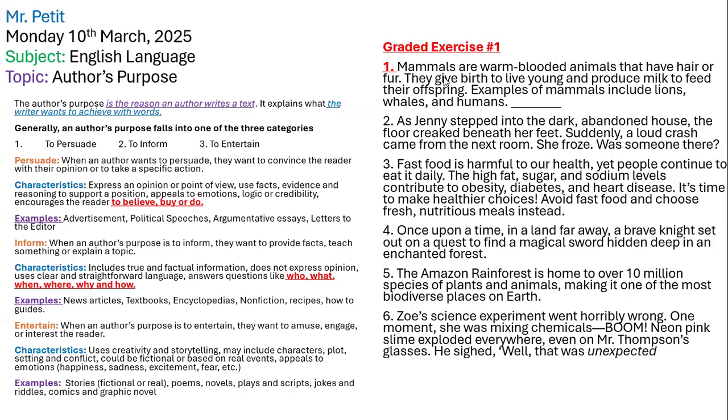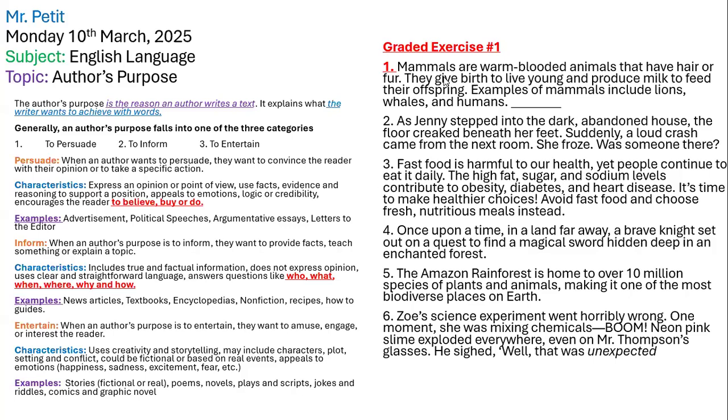Number 2, as Jenny stepped into the dark abandoned house, the floor creaked beneath her feet. Suddenly, a loud crash came from the next room. She froze. Was someone there? Number 3, fast food is harmful to our health, yet people continue to eat it daily. The high fat, sugar, and sodium levels contribute to obesity, diabetes, and heart disease. It's time to make healthier choices, avoid fast food, and choose fresh, nutritious meals instead.